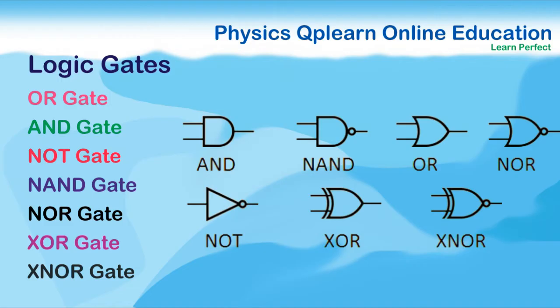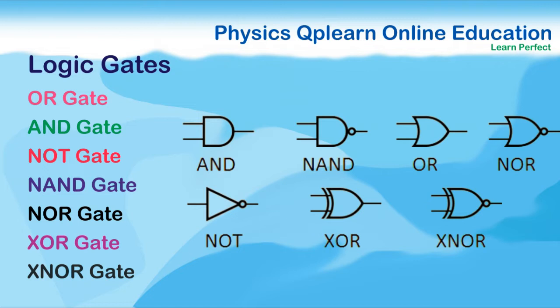Today's topic is a new one, logic gates. So what is a logic gate? A logic gate is a digital circuit that produces one output, which is either high or low, I mean 0 or 1, depending upon the level of the input voltage or voltages. And these logic gates have one or more inputs but only one output.